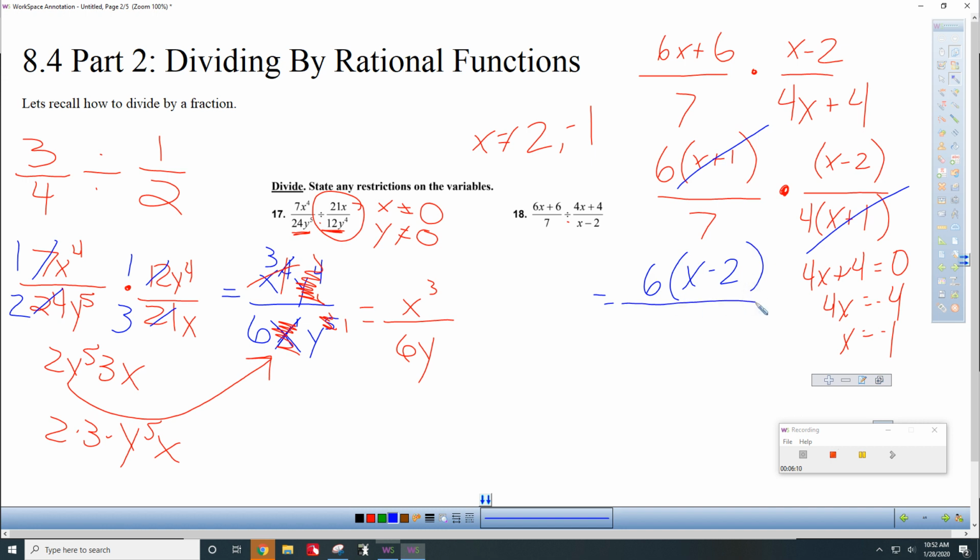7 times 4, which is 28. Oh, I'm not done yet, because both those things are divisible by 3. 6 divided by 3 is 2. 27 divided by, no, 28 is not divided by 3. No.